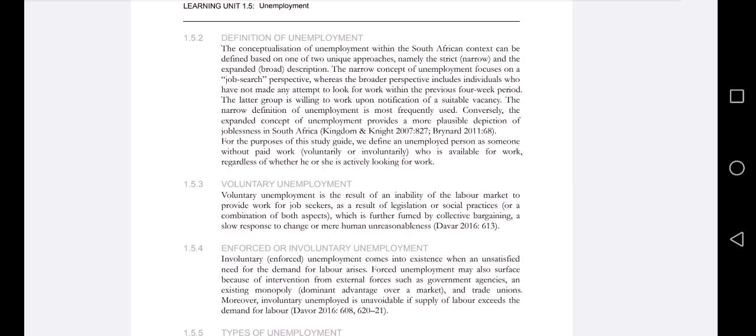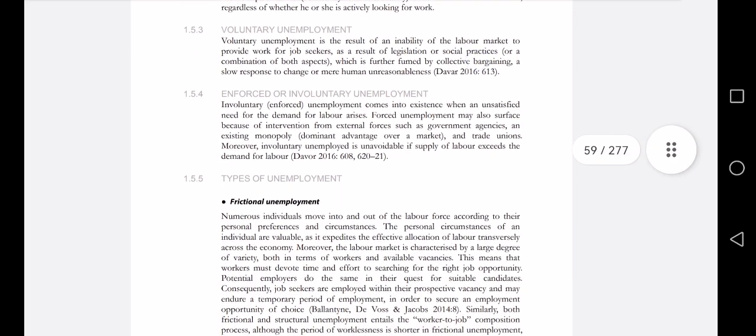For the purpose of this guide, we define an unemployed person as someone without paid work, voluntarily or involuntarily, who is available for work regardless of whether he or she is actively looking for work. Voluntary unemployment. Voluntary unemployment is as a result of an inability of the labor market to provide work for job seekers as a result of legislation or social practices, or a combination of both aspects, which is further fueled by collective bargaining, a slow response to change, or mere human unreasonableness. Dava 2016, page 613.